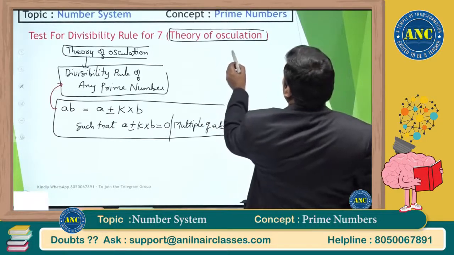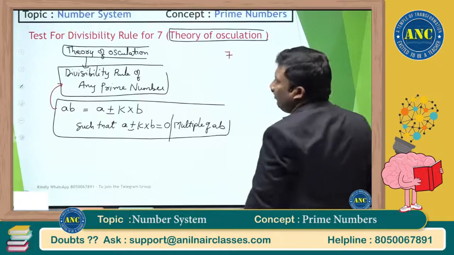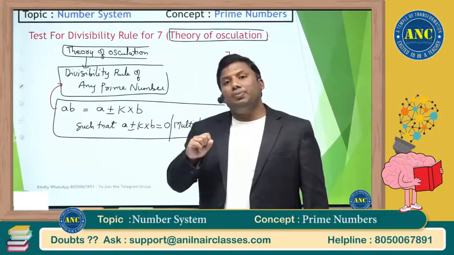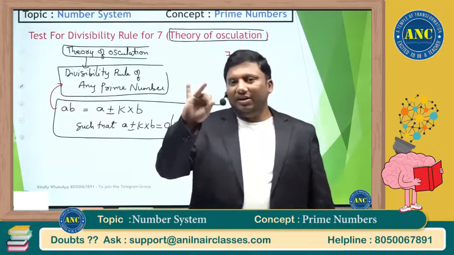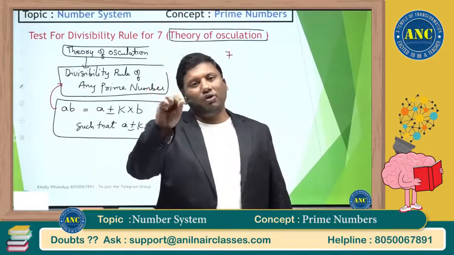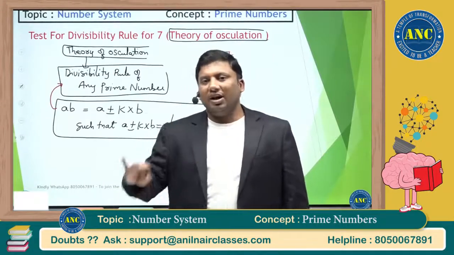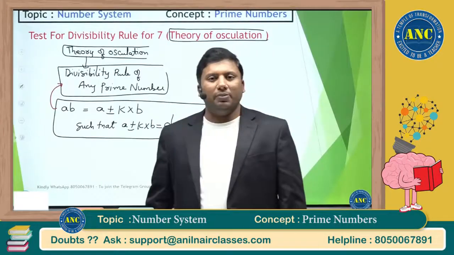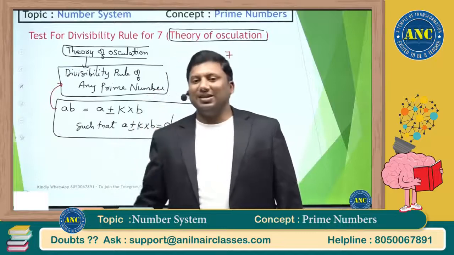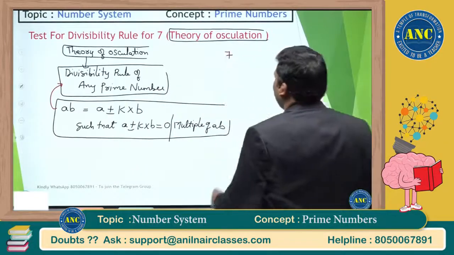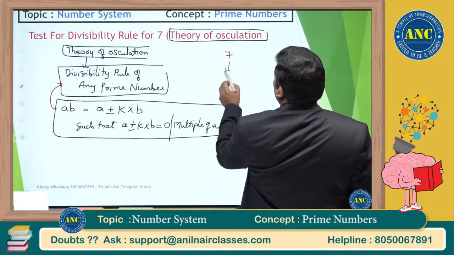First, 7. We are discussing a 2-digit number for 7. What are the single digit prime numbers? 2, 3, 5 and 7. These are the 4 single digit prime numbers. For 2, the unit digit should be even. For 3, the sum of the digits should be divisible by 3. For 5, the unit digit should be 0 or 5. So for 7, I will take it into a 2-digit format.